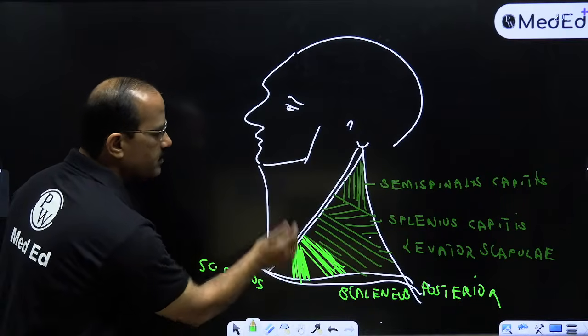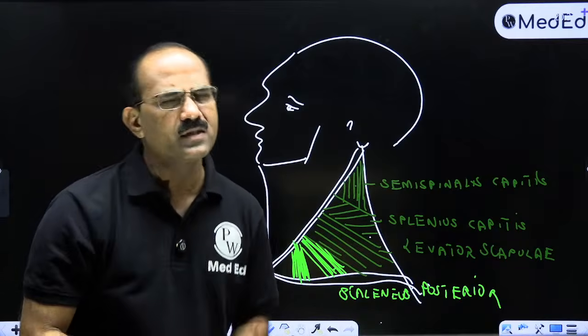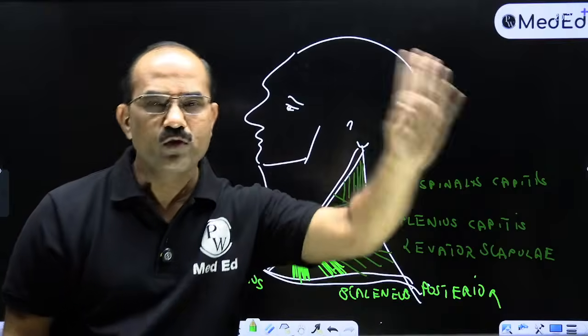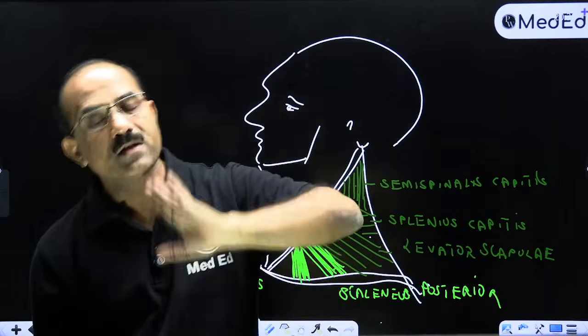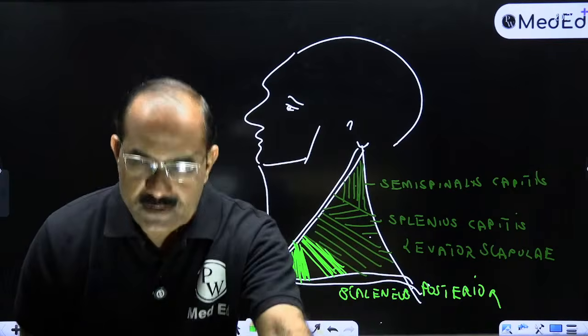Now these muscles are going to lie in the floor of the posterior triangle. You just need to know this. The floor of the posterior triangle is formed by, clear to all of you, the semispinalis capitis, the splenius capitis, then comes the levator scapulae, the scalenus posterior, the scalenus medius.